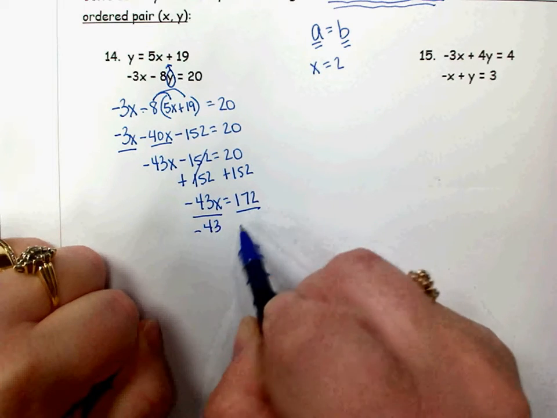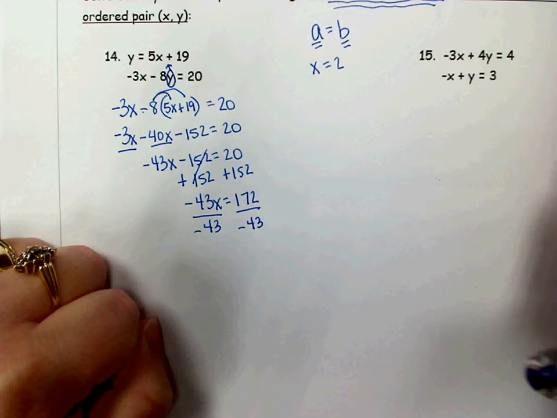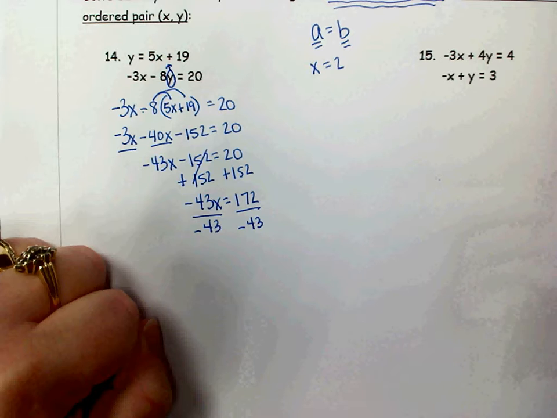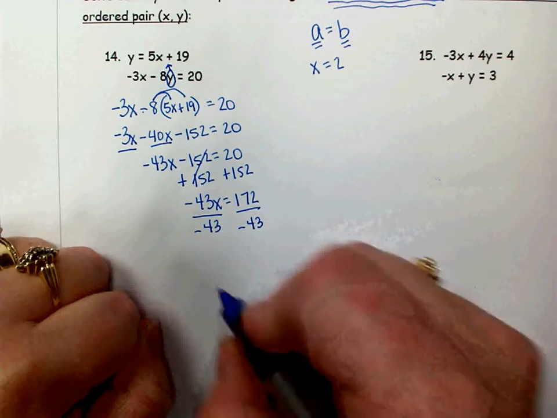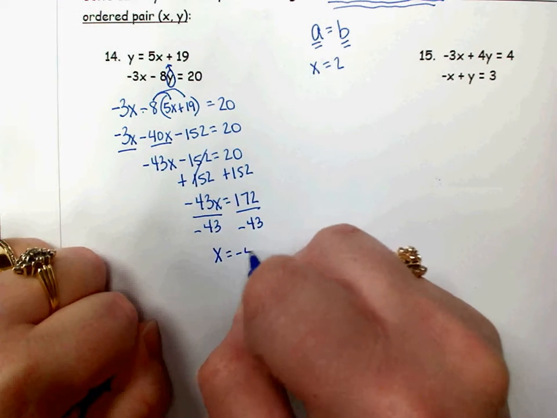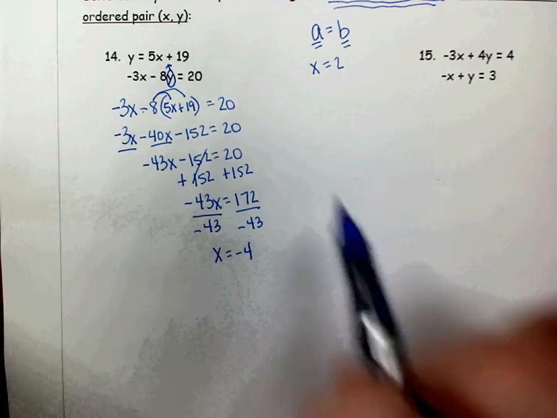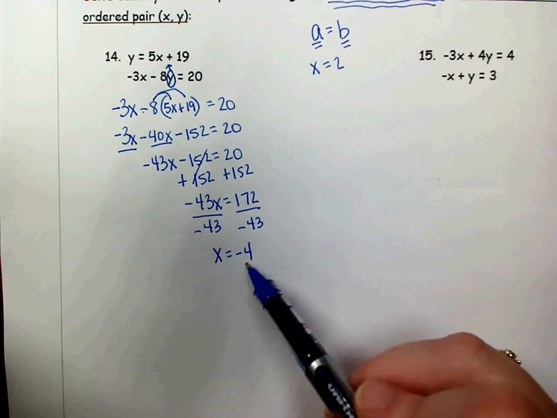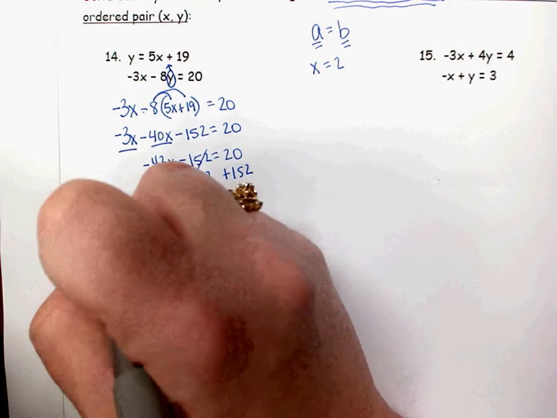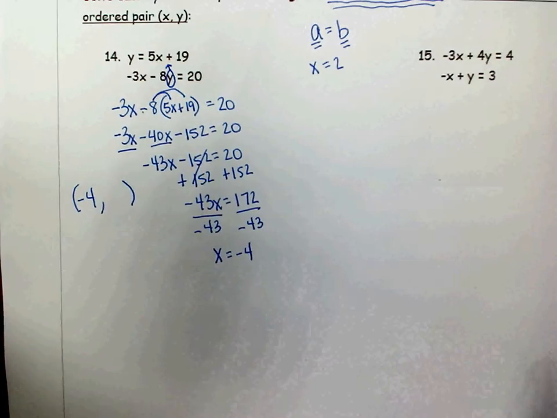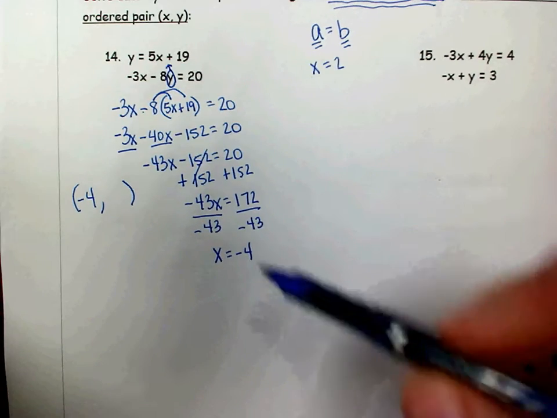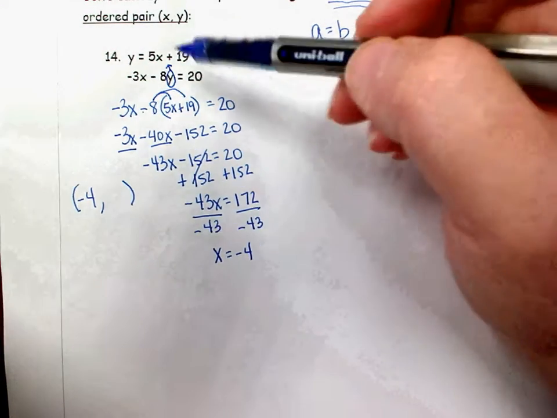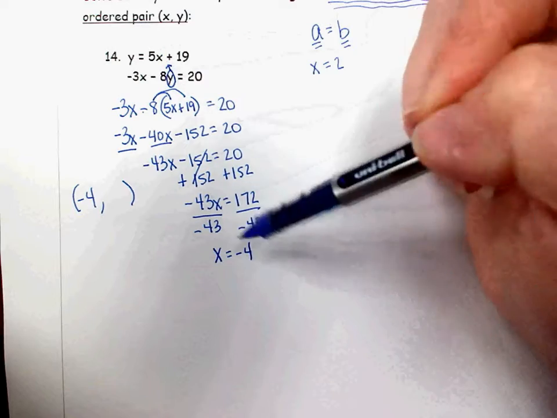Divide both sides by negative 43. So 172 divided by negative 43 is negative 4. Now, I'm not finished. Remember, my answer should be a point, an ordered pair. I know the x now, so I know part of the point, but I don't know what my y value is yet. But to find the y value, I can go up here to either one of these equations and replace the x with negative 4.